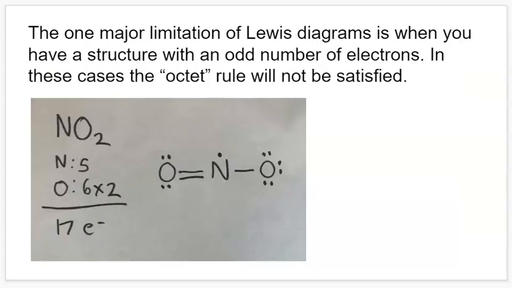So finally here, I did want to address one major limitation of Lewis diagrams or Lewis structures, which is that if you have an odd number of electrons, your octet rule is going to be impossible to satisfy. So nitrogen dioxide is a really good example of this. Because we have 17 electrons, we're going to end up with 1 electron left over on the nitrogen. That's not even a pair, and this nitrogen still only has 7 electrons.